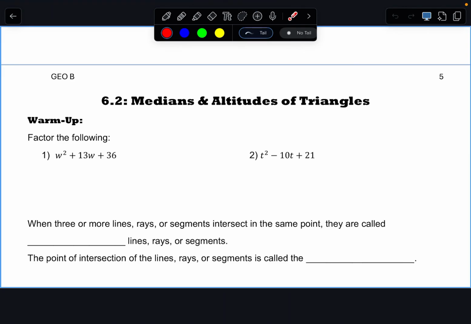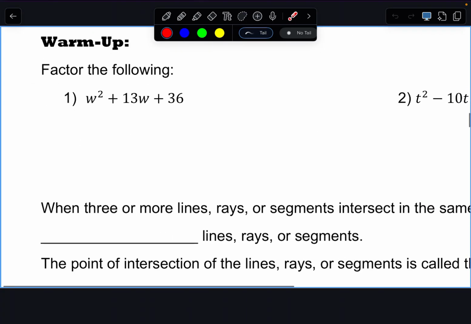Draw in a triangle and then the special properties that it has. Today we get 2 new segments in a triangle, okay? Before we do that, let's do the warm-up.